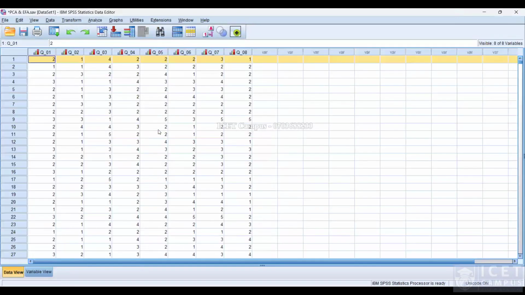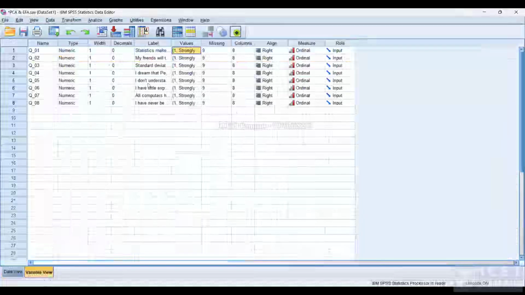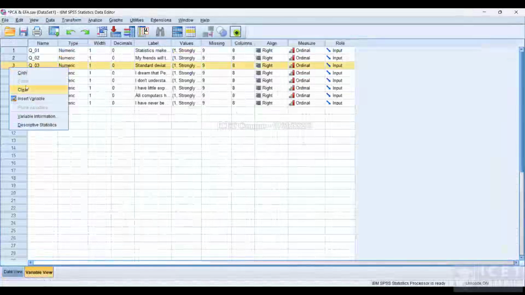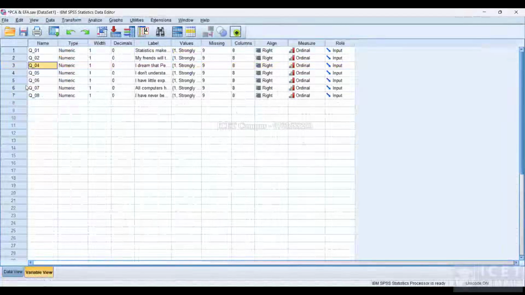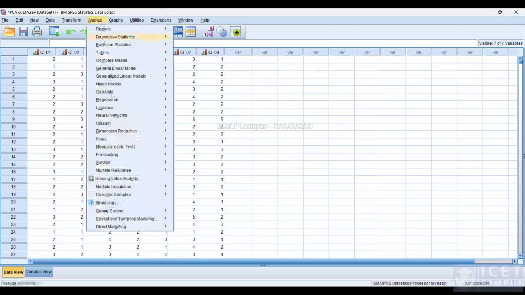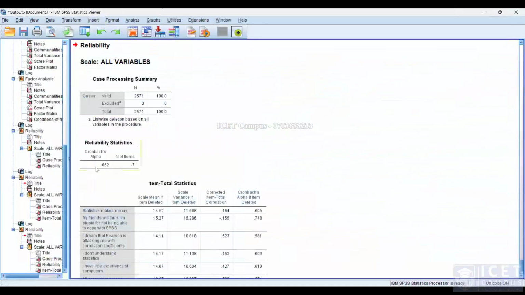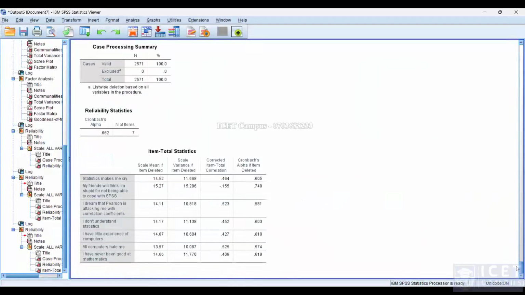We'll see what that question is: "Standard deviation excite me." This one. So I will erase this one. Clear. Now I erased it. Then we'll check the reliability again. Now I deleted it. Analysis, scale, reliability analysis. Okay. Now what happens? It increased to 0.662. And if we need to increase further, the suggestions are here again.